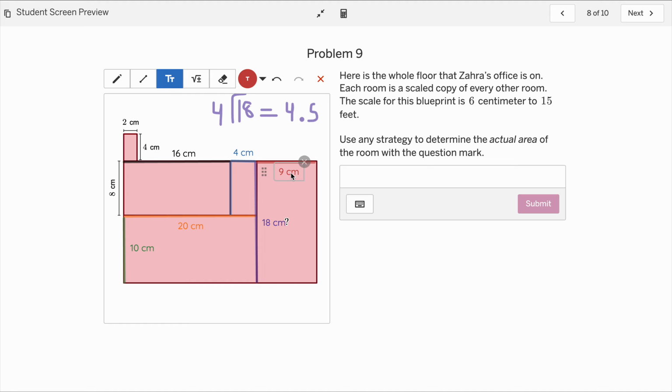Okay. So through just knowing that this tiny rectangle is 2 by 4, and that all of these little rectangles are scale copies of this, I can find out all of the rest of these measurements. Now I have to convert based off of 6 centimeters being 15 feet, find out how many feet this is, how many feet this is, and then get my actual area of the room. Try that out. Let me know how it works.